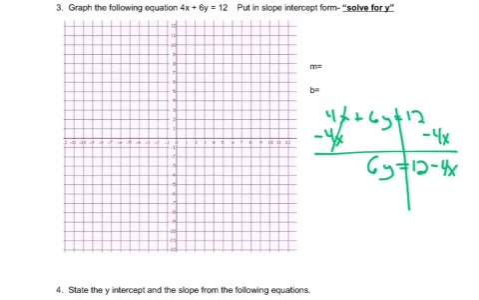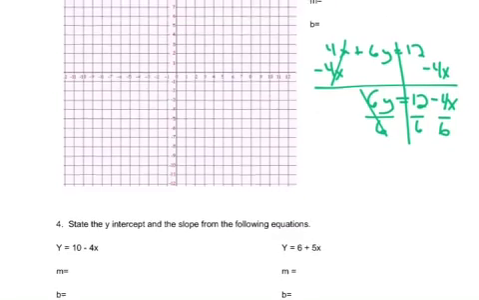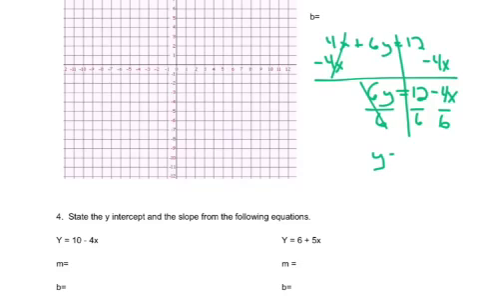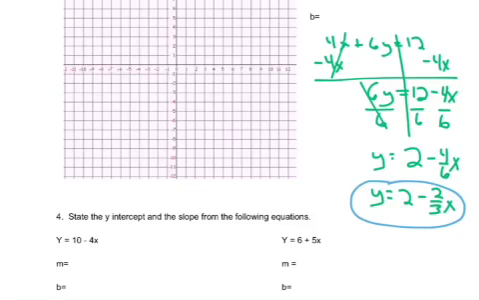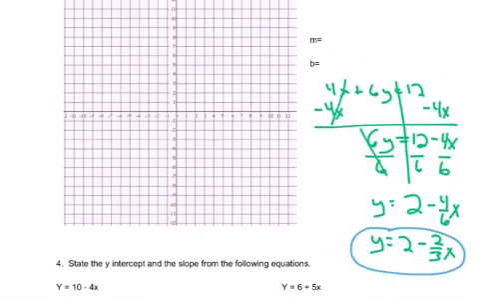To get y by itself, the opposite of multiplying by 6 would be dividing every single term by 6. Those would cancel. So I'm left with y equals 12 divided by 6 is 2, minus 4/6 x. So technically you could leave it in that form. We would like you to write it as y equals 2 minus 2/3 x, though, because this is a simplified form of the one above. I just simplified my fraction. But either would work on this test.